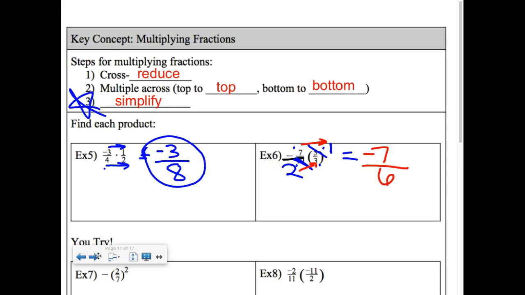I'm going to look again. Can I simplify this more? Can I reduce this more? I can't divide anything from 7 and 6, so we are done. Now, if you do want to get a little bit crazy, I'm perfectly fine if you leave this as -7 over 6. You could also, if you want, 6 can go into 7 once, so you could write this as -1 and 1 over 6. I am perfectly fine, though, if you leave this as -7 over 6.